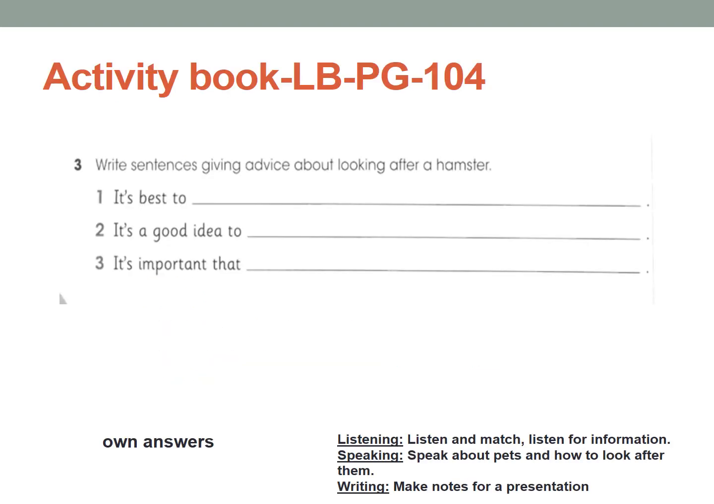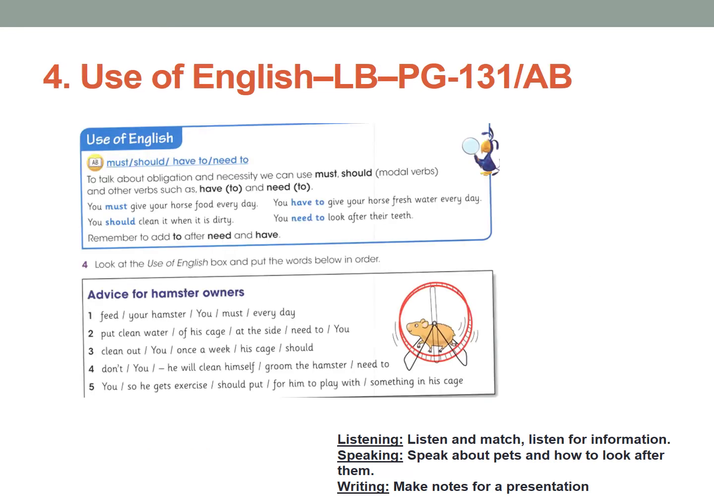Now again, activity book page 104, activity 3: write sentences giving advice about looking after a hamster. Now how do you give advice? Like, it's best to give him wood to chew his food, or how you can take care, give some idea. If you want to refer, just refer to the listening again and you can get the idea from that. You need to give your idea from your mind on how to take care of the hamster. So write it down and send it to me on the class dojo.